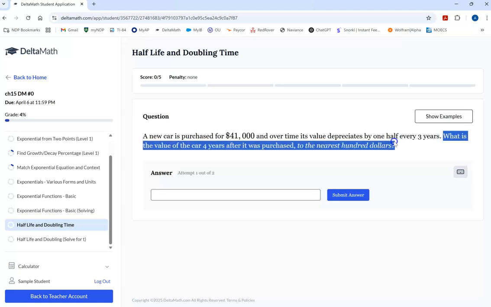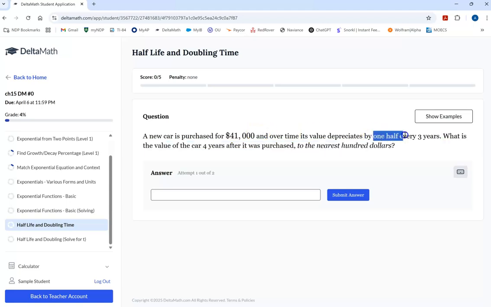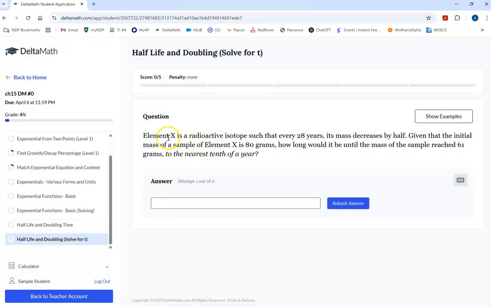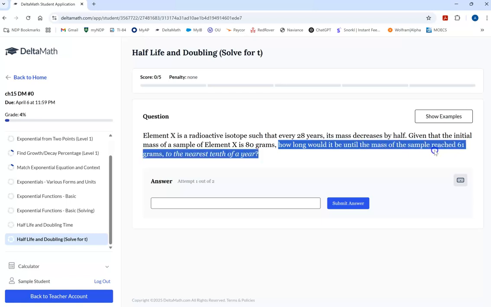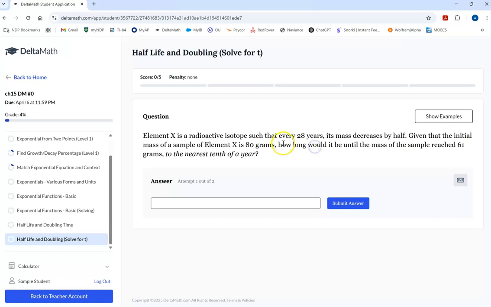This one is just asking you for the value after 4 years, and there's a depreciation or whatever every 3 years. So it's like a mixed units kind of thing, but again, nothing crazy. This one is another one where you'd have to use your calculator to graph it because it's asking for how long, so you'll be solving for t.